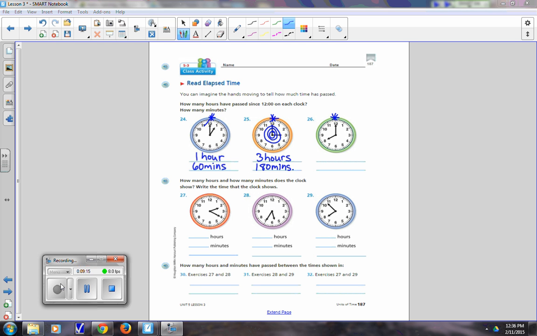Now, on numbers 27, 28, and 29, it says how many hours and how many minutes does the clock show? So now I'm asking you to actually read the clock. So the short hand is your hour hand and your long hand is your minute hand. I always say that's the one that's doing all the work, so it has to be longer. So here I noticed that my hour hand is short and it's pointing to the 2. So 2 hours have passed.